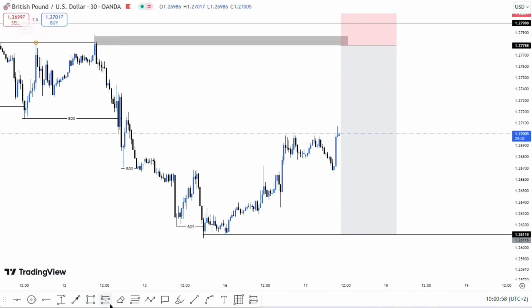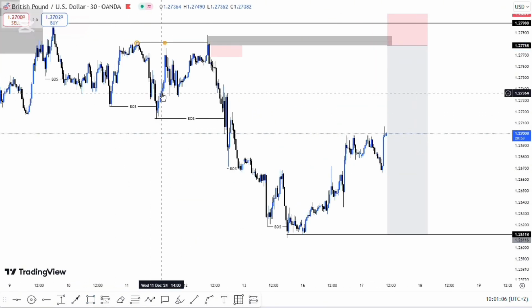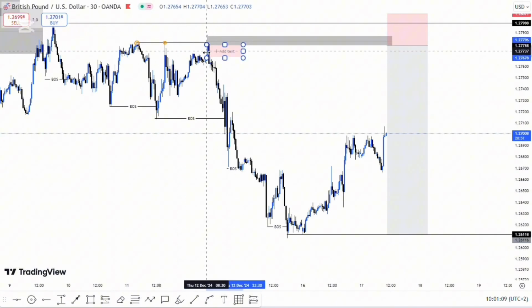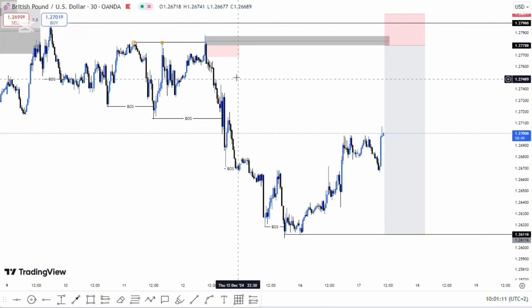I have got my imbalance right here. I have my imbalance, the order block, and the break of structure, and it's aligning with the higher time frame sellers.